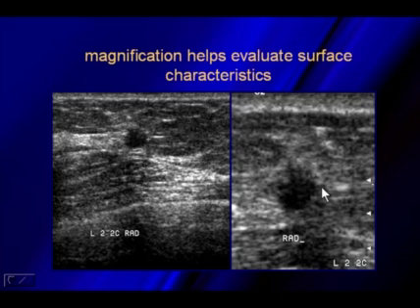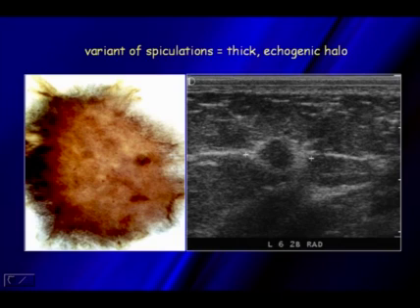One thing that's very important when you are looking at a lesion, make sure that you optimize the image completely. When you first start scanning, you want to make sure you take a picture where you can see all the way from skin surface down to the chest wall. But once you're ready to look at the surface characteristics of this lesion, make sure that you zoom up, and here you can see these spiculations much better on a zoomed image. So optimize your image completely when you're looking at it.